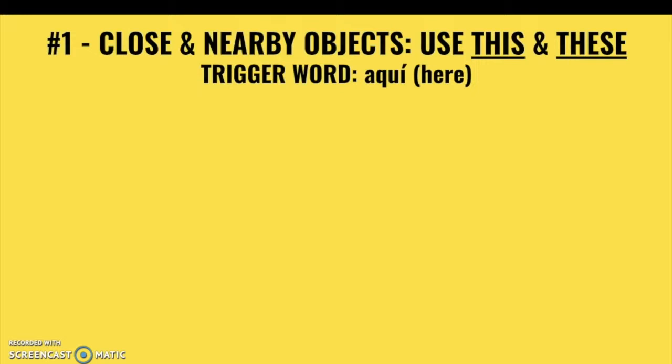So, what we need to look for when we're using these. First, we have to look for close and nearby objects. In those cases, we'll use things like this or these. And a word you can look for is aquí, or here. And if you see that word, then you know that this object is close by.